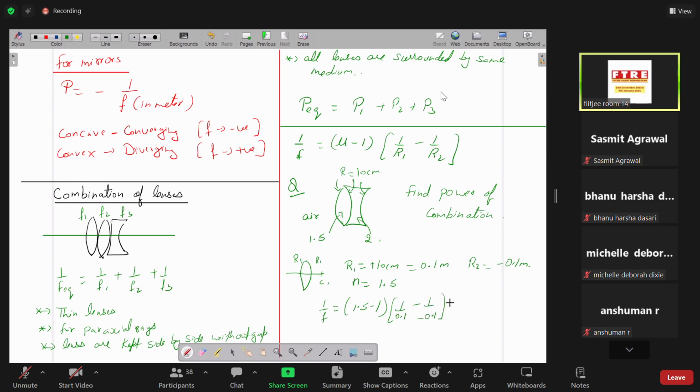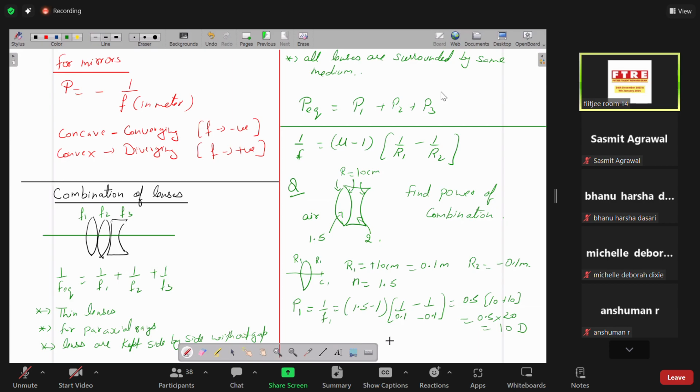That gives us 0.5 into 10 plus 10, so it will be 0.5 into 20. So your answer is 10 diopter. I'm writing diopter directly because 1 by F is equal to 10. Since we have converted the distances into meters, all this calculation is in 1 upon meter, meter inverse. That's why we can directly write it as diopter. This is for the first lens.